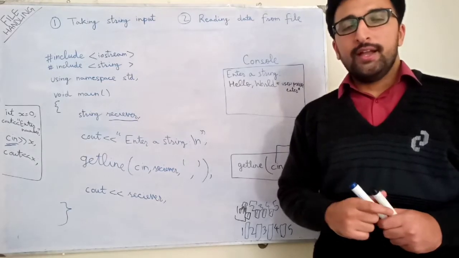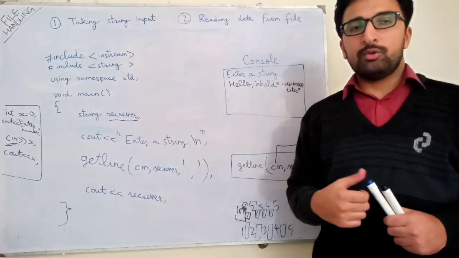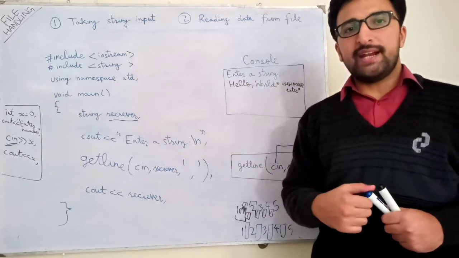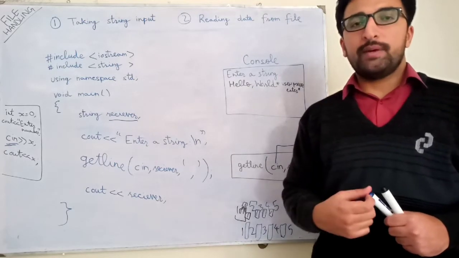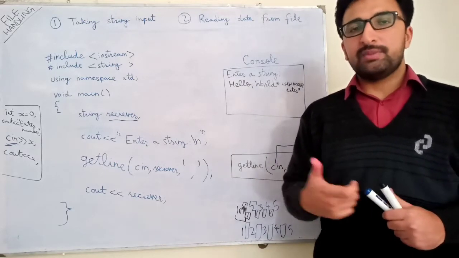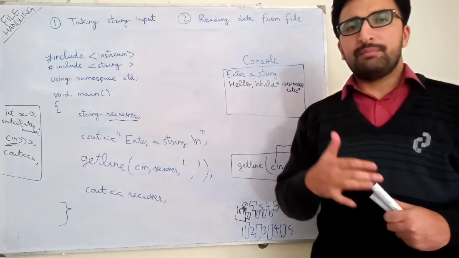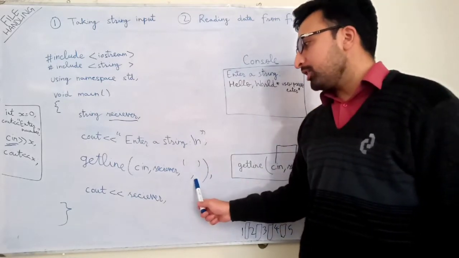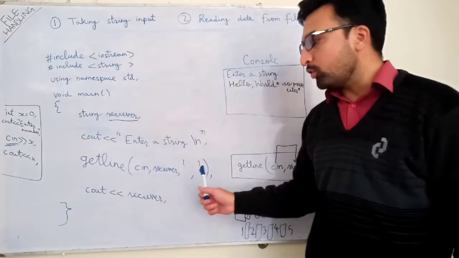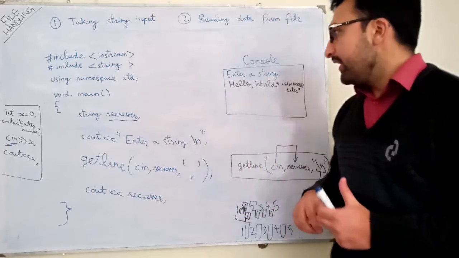We just saw how, if we do not give a third argument to the getLine function, it takes the default third argument as a newline character, that is basically \n. Let's try it with some different delimiter. For example, if the third argument, that is the delimiter, is a comma, how is the input received in this case?